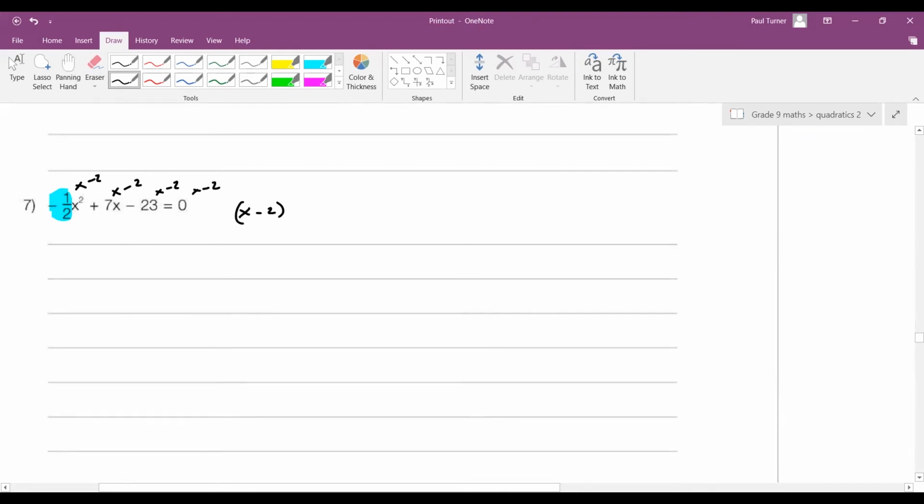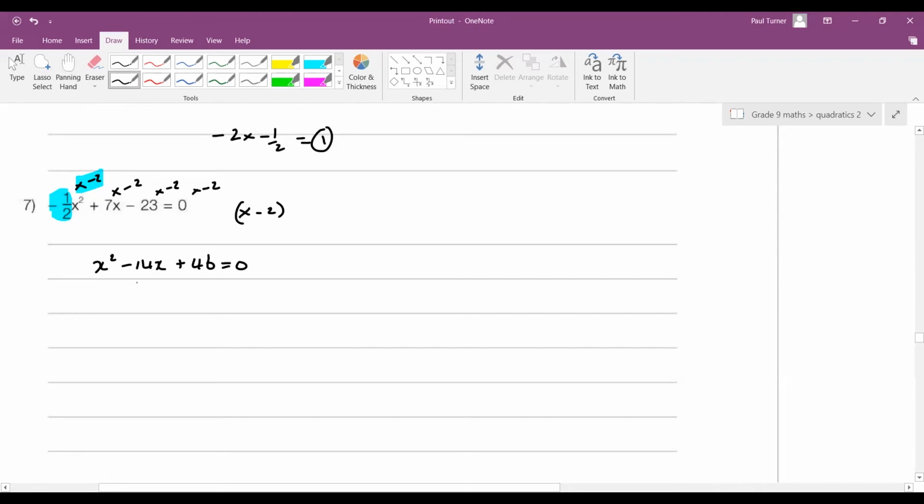minus 2 times minus 1/2 is 1. So we'll end up with x squared, this will be minus 14x, this will be plus 46 equals 0. So that's one way to get rid of these fractions. Multiply by the number that will cancel your first term and make it 1, because minus 2 times minus 1/2 is 1, which is what you want. You want a 1 here.